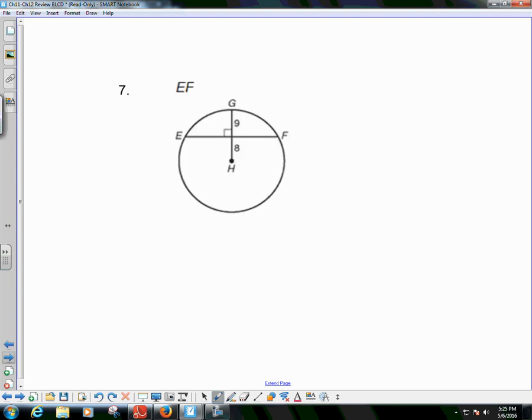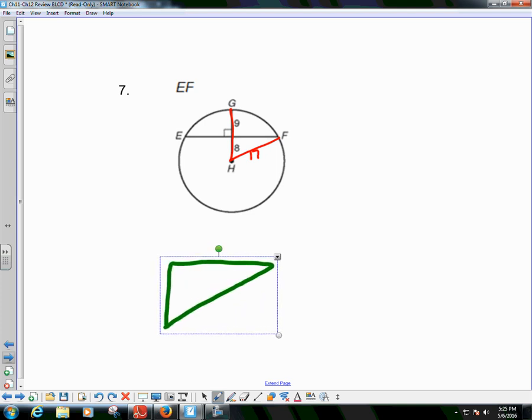Problem number 7, we need to find EF. So the first thing that I'm going to do is draw in this radius, and I realize that that radius is the exact same thing as this radius. So 9 plus 8 is 17, which means that this radius right here is 17. I'm going to take a second and trace this and move it out here and make it a little bit, oh, I hate when it gets all distorted. All right, that'll be good enough. I know that this is a right angle. I know that this is 17, and I know that this is 8.